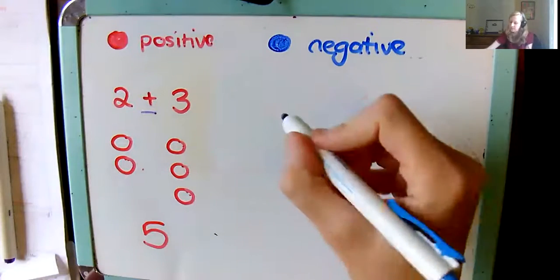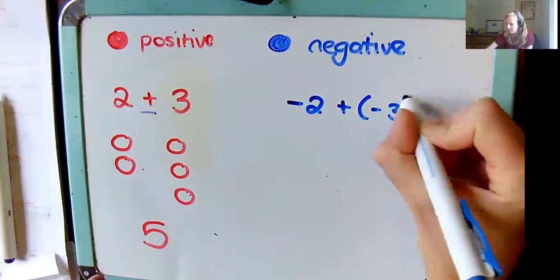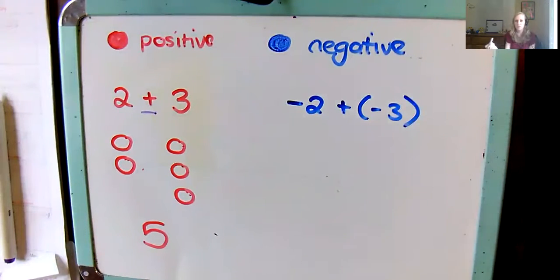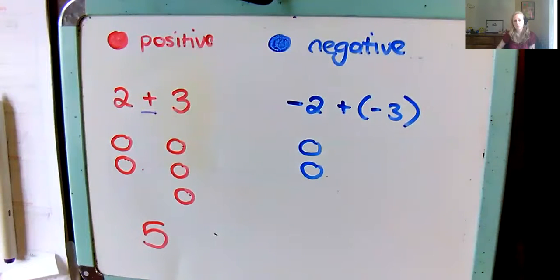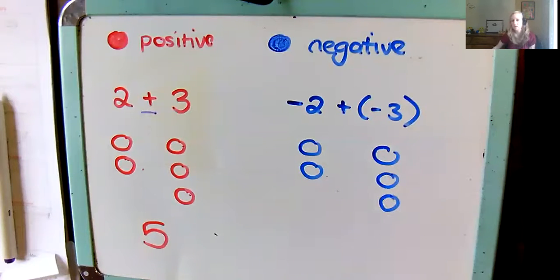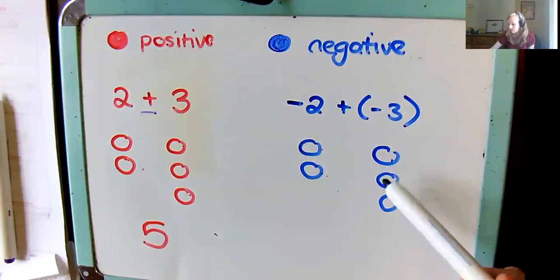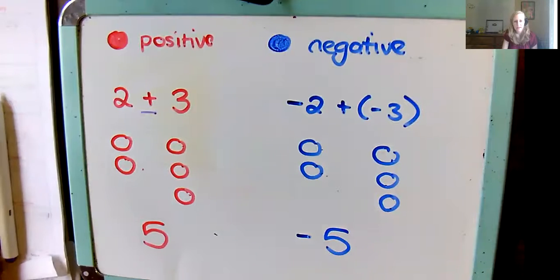Let's try a negative one. We have negative 2 plus negative 3. Remember, we were using blue to represent negative. So if we have 2 blue circles, that represents negative 2. We have 3 blue circles, that represents negative 3. We add up our circles, 1, 2, 3, 4, 5. We have 5 blue circles, and our blue represents negative. So our answer would be negative 5. That was our visual approach.